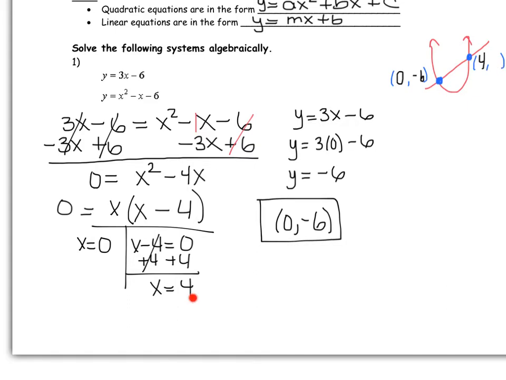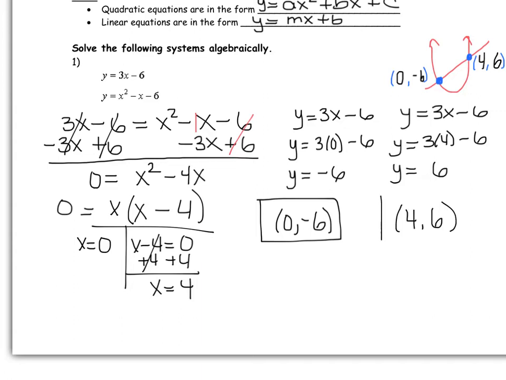I have the x value of 4. I need to find the y value. So we can use the same equation that we used before. Let's write it again. y equals 3x minus 6. And this time, we're going to substitute the 4. So y equals, and you could put this whole thing into the calculator. You should get 6. So this 6 goes right up here. And now my other point of intersection would be 4, 6.